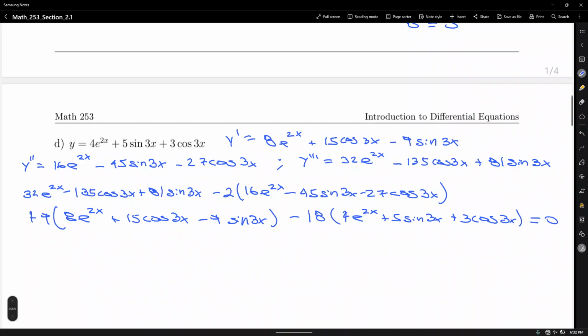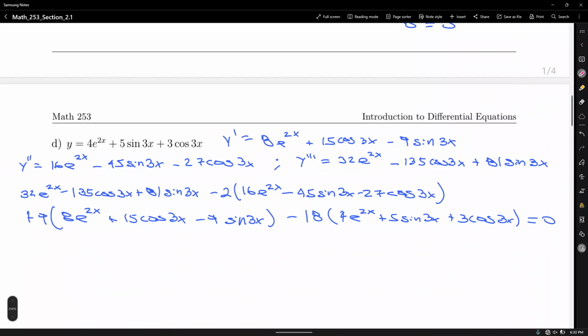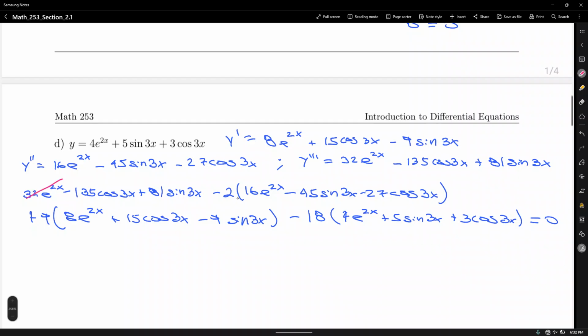All right, let's talk about the exponential ones. Okay, for the exponentials, what do we have? 32 minus 32 here, right? And then we have 9 times 8, is that 72. 18 times 4, that's also 72. So the exponentials go away.